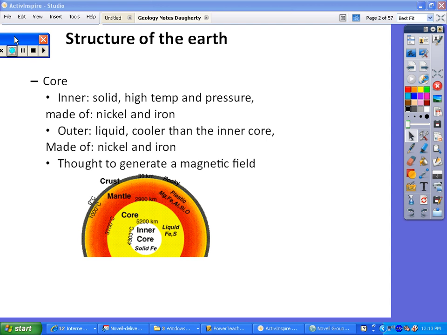There's going to be four main layers to the Earth, so we'll start with the inner layer, which is called the core. And there's an inner core and an outer core. Something that's kind of interesting about the inner core, even though it is the hottest core, it's actually solid. Really, really high temperature and pressure in there. It's mostly made out of nickel and iron. And then the second layer is the outer core. This one is liquid. It's cooler than the inner core. It is also made out of nickel and iron. And the core is thought to generate a magnetic field that we're actually going to be talking about a little bit later.